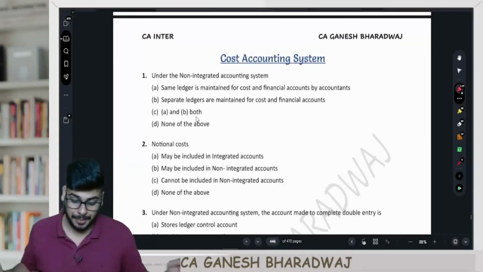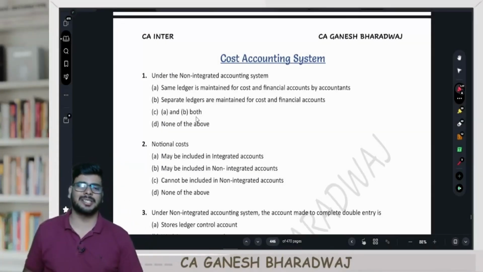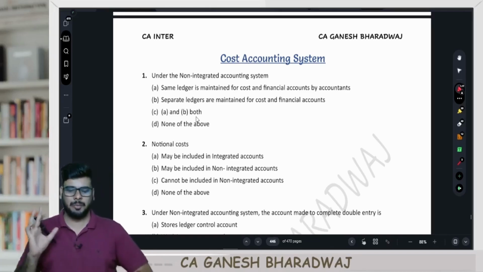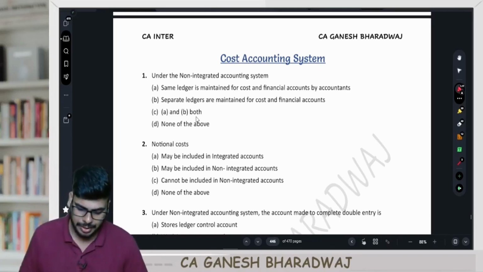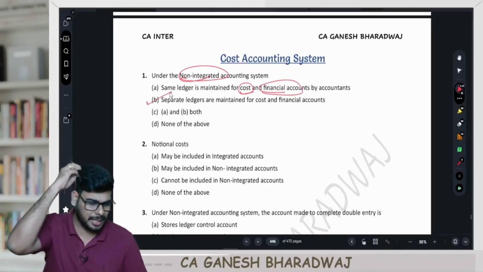Yes, shall we start? Right. Now, under non-integrated accounting system, everything is conceptual, guys. No need to mug up. Under non-integrated accounting system, which of the following is correct? Same ledger is maintained for cost and financial accounts. Is it correct? Non-integrated means what? Separate. So separate ledgers are maintained for cost and financial accounts. Obviously B only is correct, right?